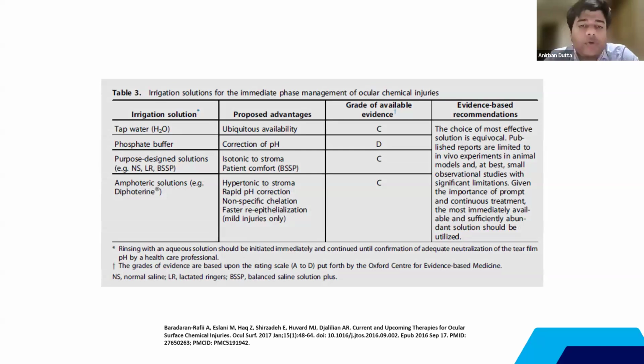So if you are in a hospital setting, you can use normal saline, you can use ringer lactate. It will be ideal if you get access to BSS. However, if you don't have any of that, use tap water. It doesn't matter. But use whatever you have, and it should be the first thing you do.